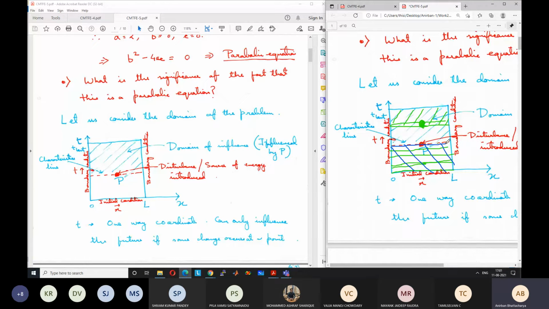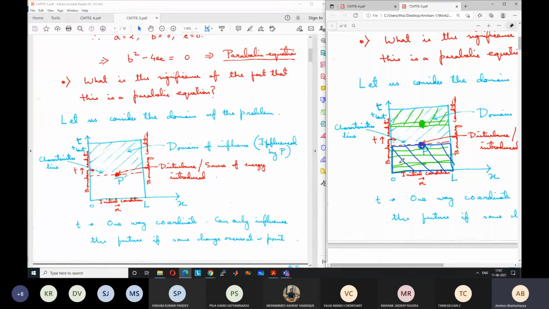So this is known as the domain of dependence of P. The value of P depends on this region. Any perturbation given here will influence the value of P, but any perturbation given ahead of this will not influence the value at P. So P depends on these values.